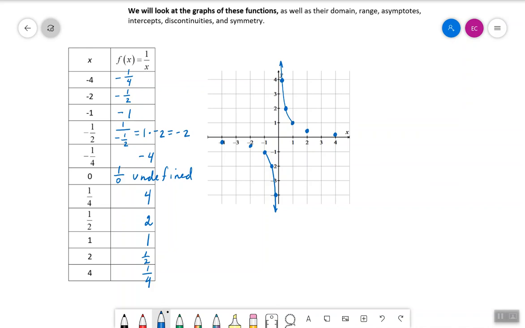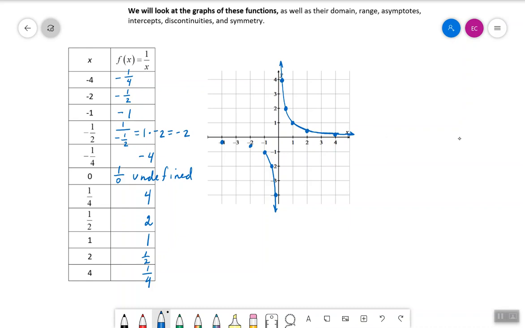Let's connect the points out here to the right. And notice as we go past 4, the graph continues to level off and get closer and closer to the x-axis. How do we know that? Well, we could plug in more values for x. For example, what if x is 10? Then what is y? y is 1 over 10 or 0.1. So that's even closer to 0.